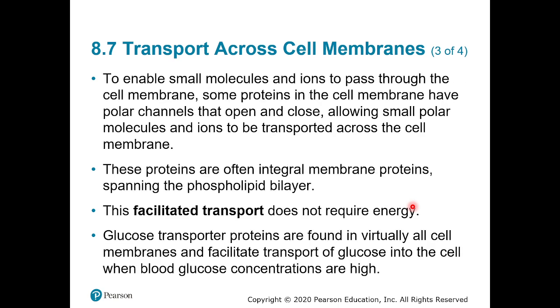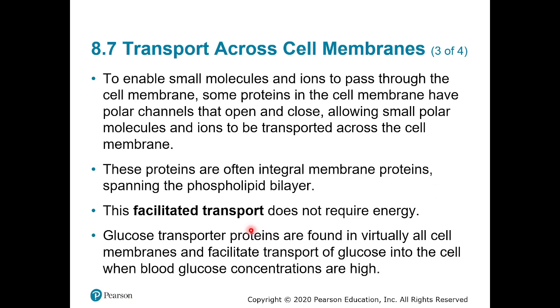Okay, so if we want small molecules and ions to pass through the cell membrane, they don't passively diffuse through the cell membrane. So what we have to have is polar channels that will open and close. This is going to allow things like small polar molecules and ions to be transferred across the cell membrane. These proteins are often going to be integral membrane proteins. They're going to span the phospholipid bilayer, and so they will actually be little channels that are made to span the lipid bilayer.